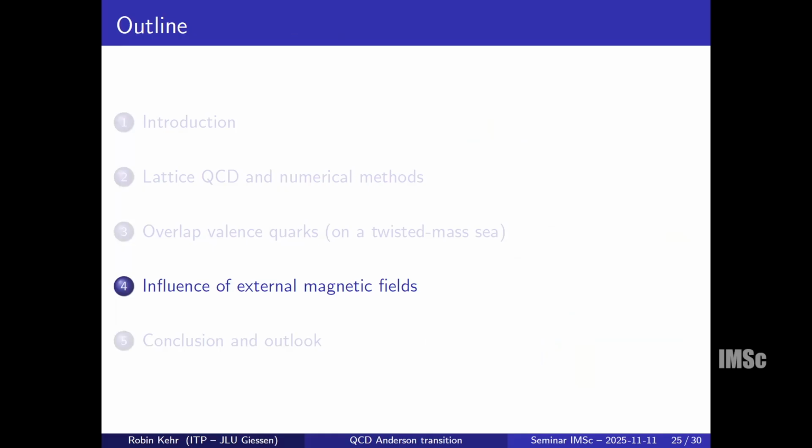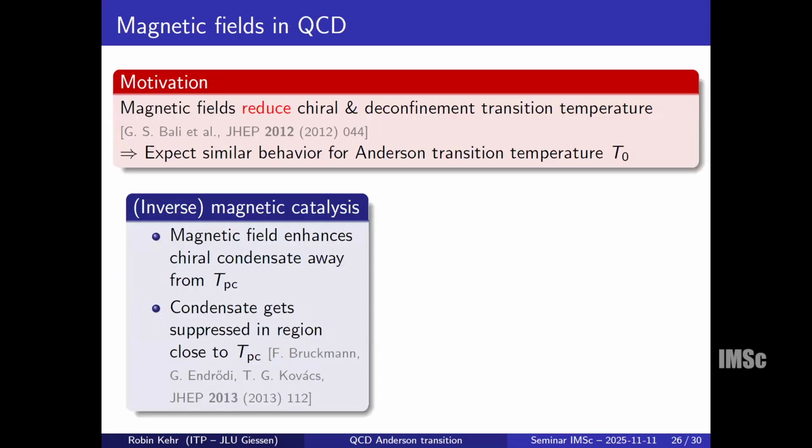Now we come to the second part, where we study the influence of magnetic fields on the QCD Anderson transition. So we're mainly interested in the transition temperature. And what is the motivation behind it? It's known that magnetic fields reduce the chiral and the deconfinement transition temperature. And if we assume that the QCD Anderson transition is strongly related, then we would expect a similar behavior for that. So that's the main motivation.